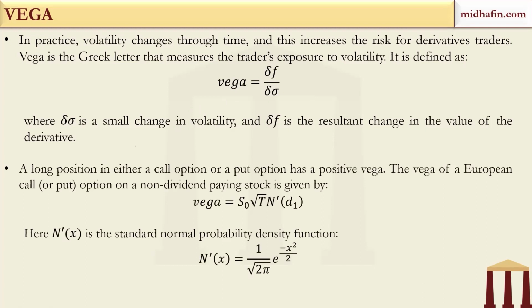Okay. Now, the formula to calculate vega is given as S naught square root T N dash D1. N dash D1 is nothing but the PDF, standard normal PDF. Okay. And of course, you know how to calculate D1. And here this X is replaced with D1. Okay, that's the thing. Okay, X is simply replaced with D1. Now, from the examination perspective, I can say sometimes they will ask you to calculate vega also. Okay, so be prepared, and that's why I am discussing the formula.